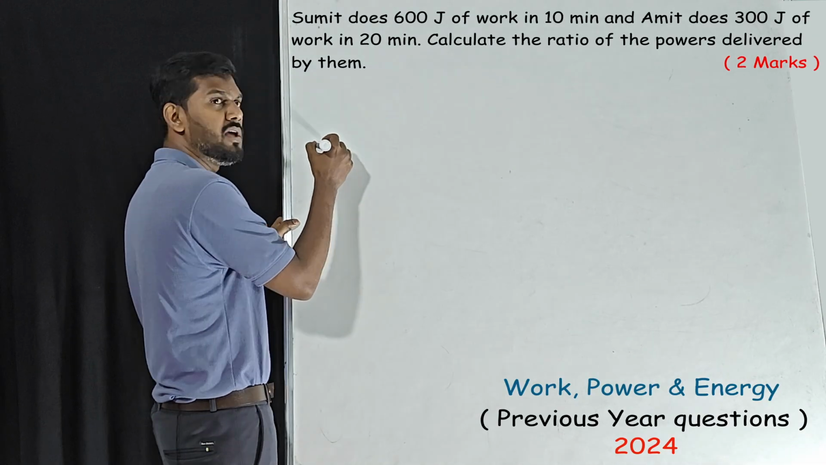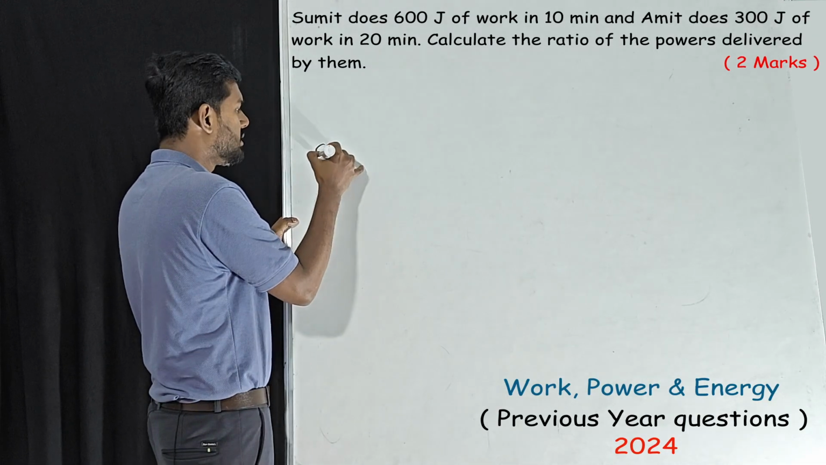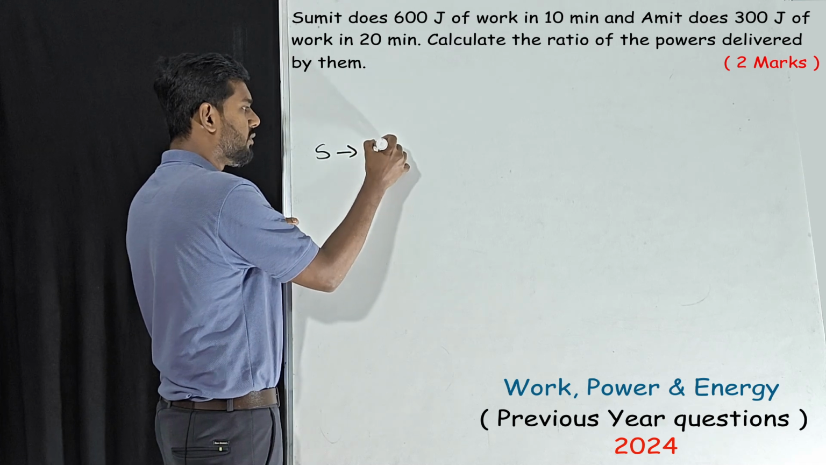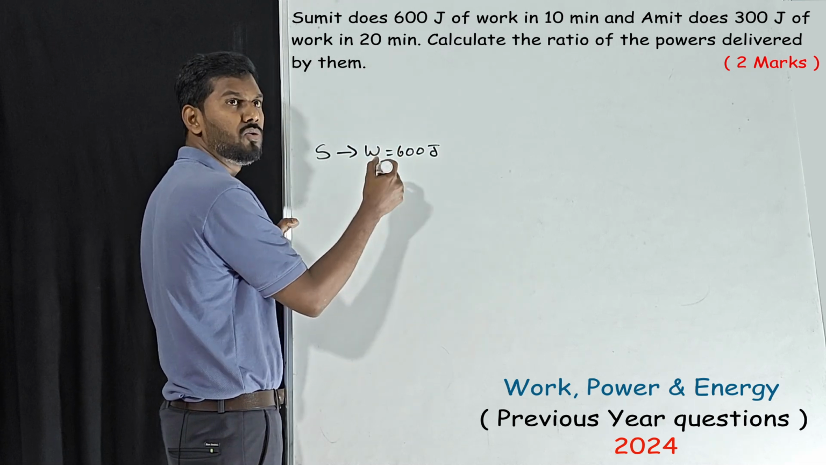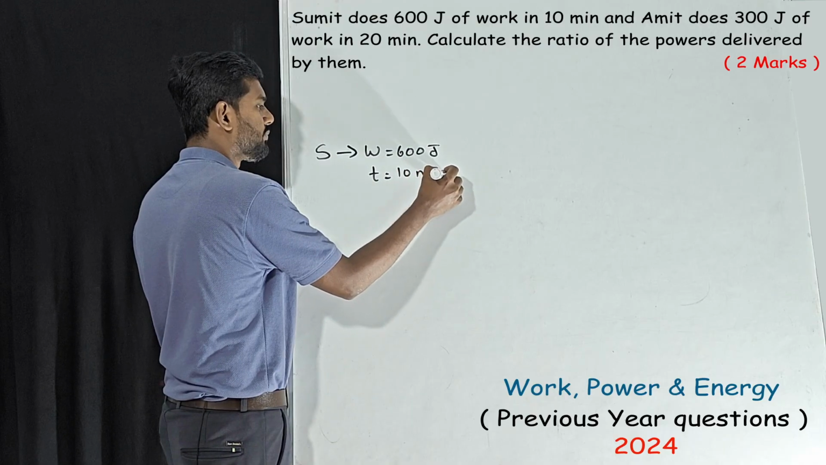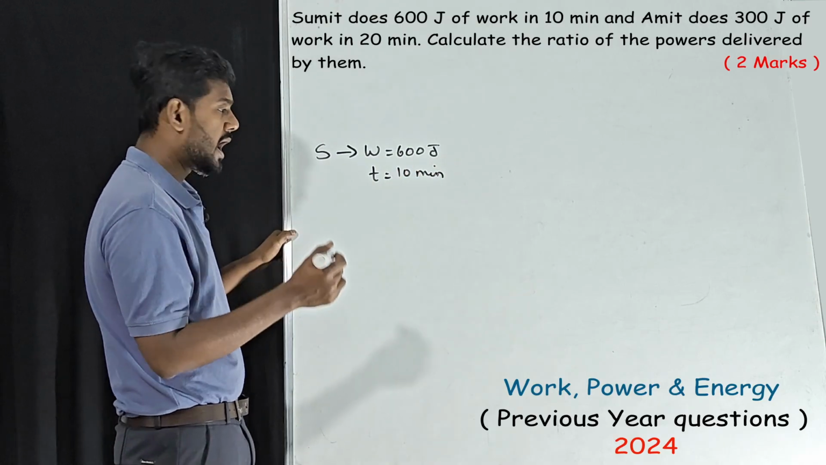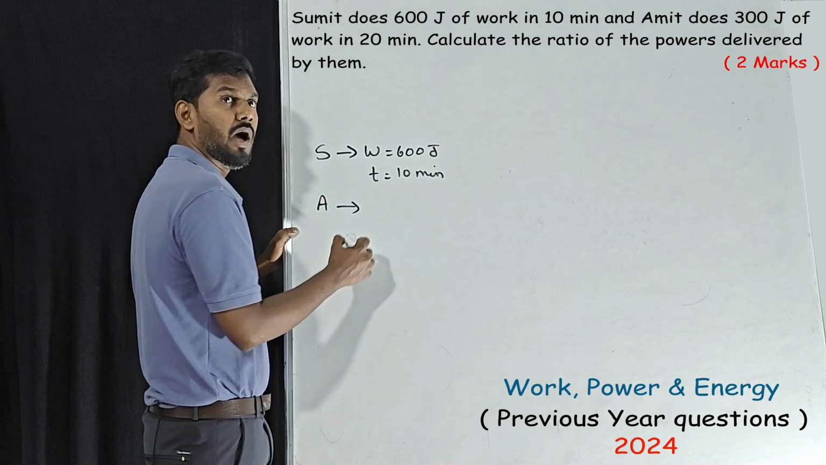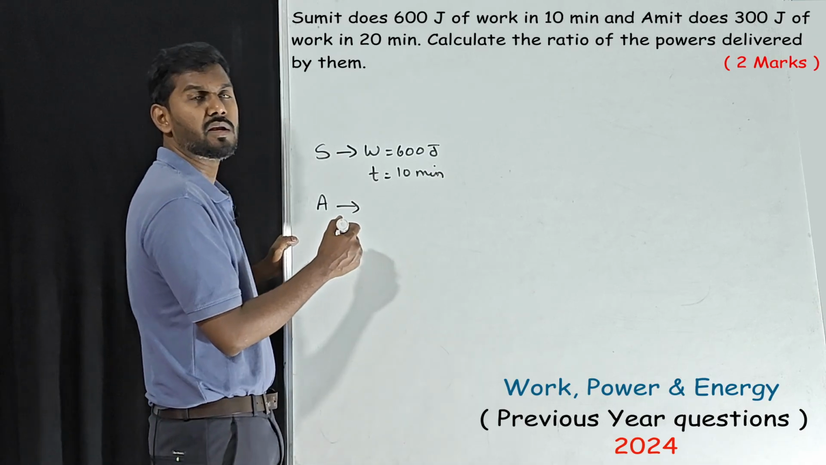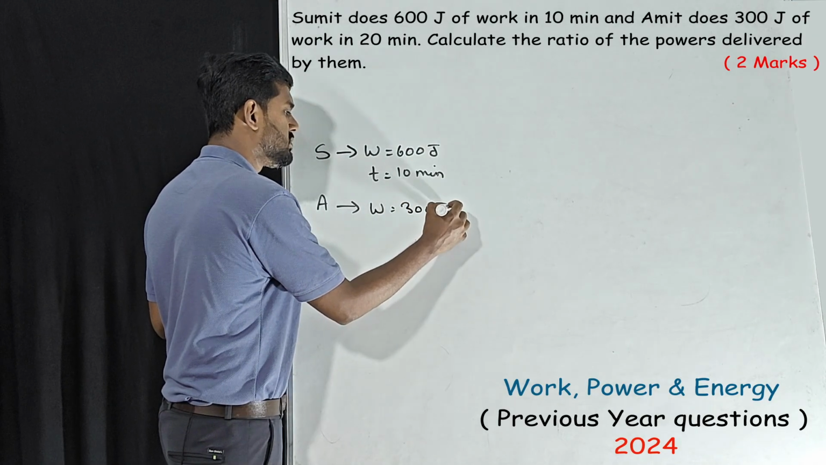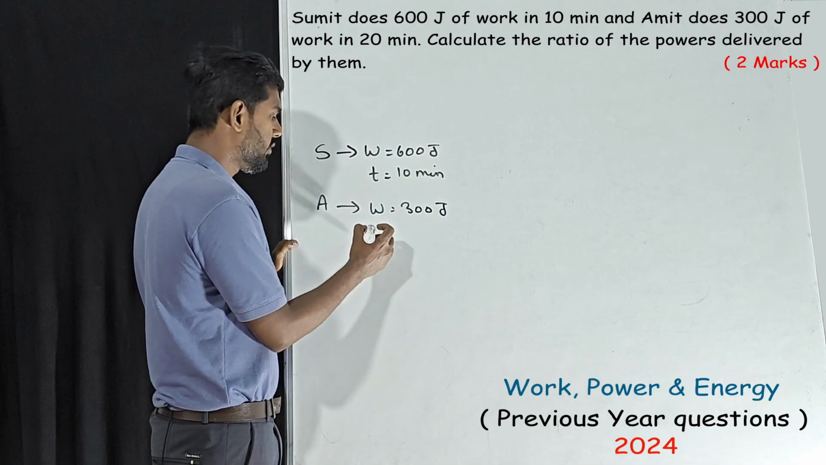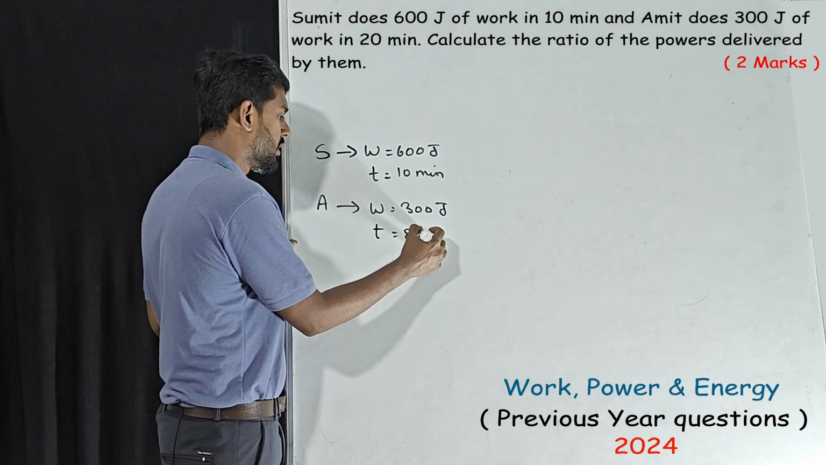See what they have given. Samit does work done equal to 600 joules and time taken is equal to 10 minutes. Then Amit does 300 joules of work, work done is equal to 300 joules, and time taken is 20 minutes.